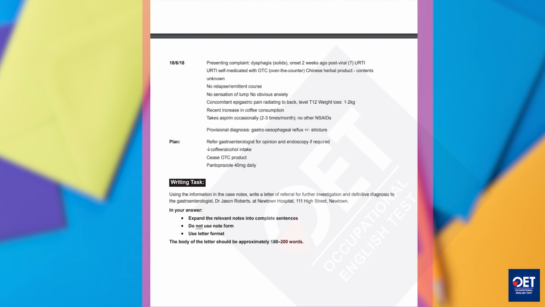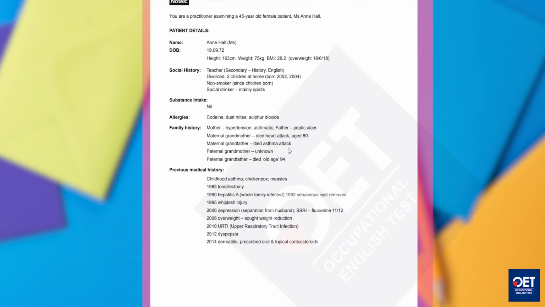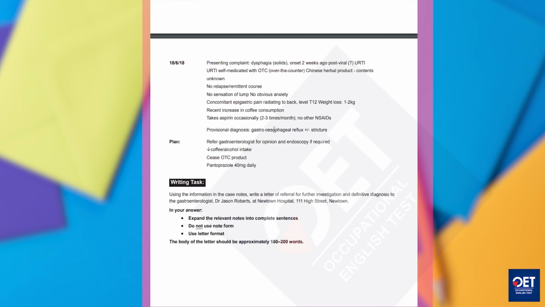The first is an over the counter Chinese herbal product, the second is aspirin intake, and you can also write about her smoking. Here, if we go to the case notes, it is mentioned that she has been smoking, but she's a non-smoker since her children were born, and she also drinks alcohol. So, very clear to us. We'll be writing about the main causes, about her history. That also may be the main cause. That is, she has a history of this problem.